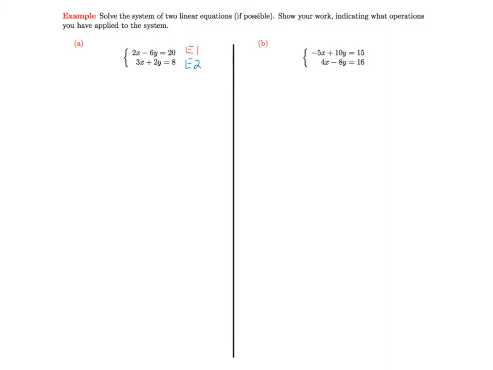And one thing that I could do that might make things easier in the end is I am going to replace equation E1 with 1/2 E1. So in other words, I'm going to multiply 1/2 times every term in the top equation. And so that's going to give me, in the top equation, x minus 3y equals 10. And I'm going to leave the equation 2 alone for the time being.